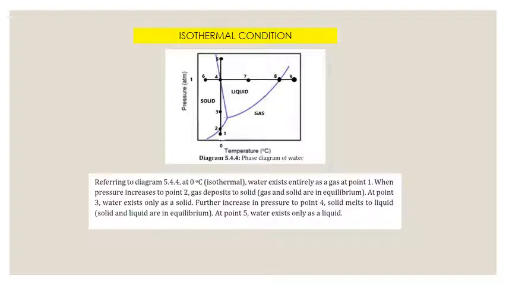Let's see what happens pada isothermal condition. Bila kita sebut isothermal condition, maksudnya temperature kita constant. As you can see here, kita akan constantkan temperature kita pada 0 degree Celsius. That's why line kita sekarang adalah line vertical. Okay, bukan line horizontal tapi line vertical. So, mari kita refer kita punya vertical line.